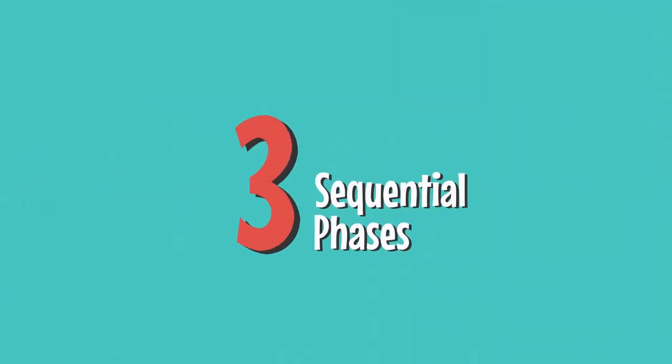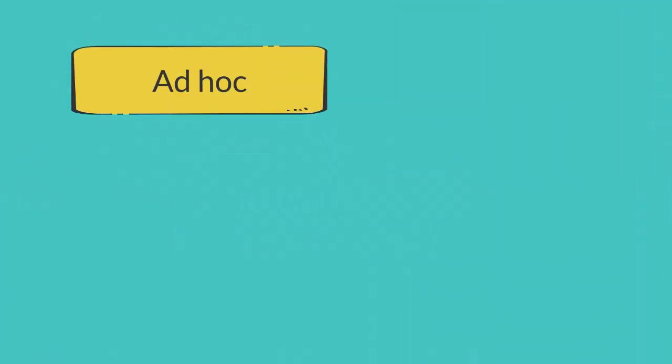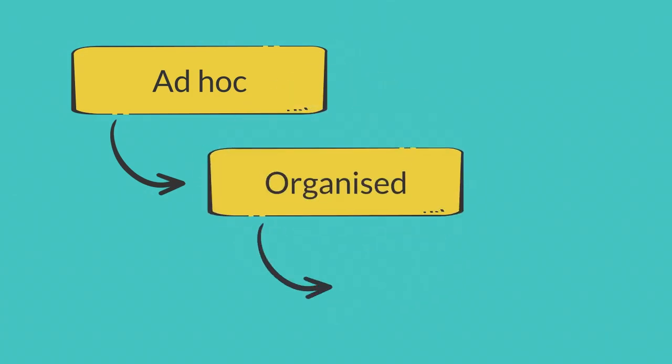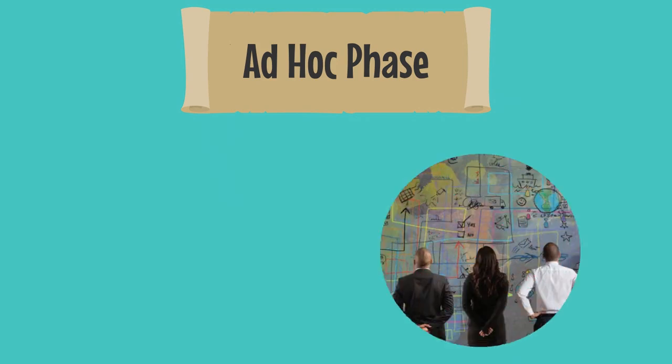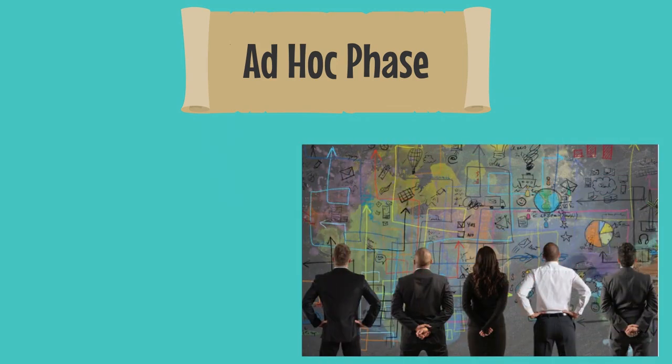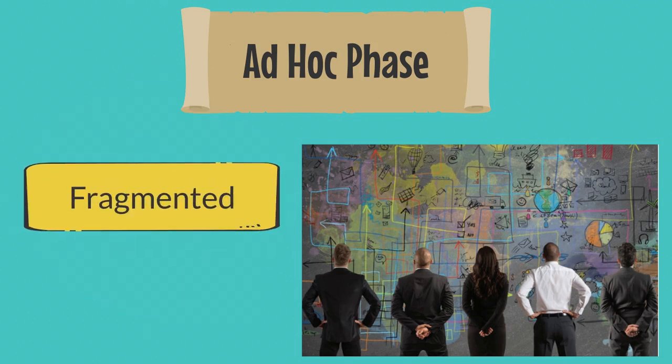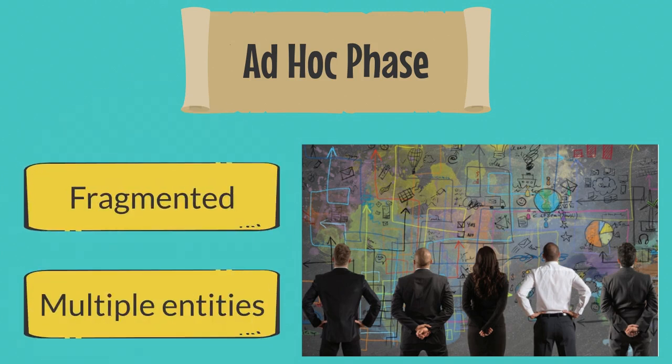The path to integration generally goes through three sequential phases: ad hoc phase, organized phase, and integrated phase. At the ad hoc phase, stakeholders have a limited grasp of what the supply chain looks like and no formal methods for operating it, resulting in fragmented supply chain efforts among multiple entities in the system.